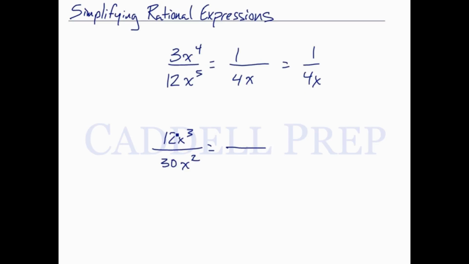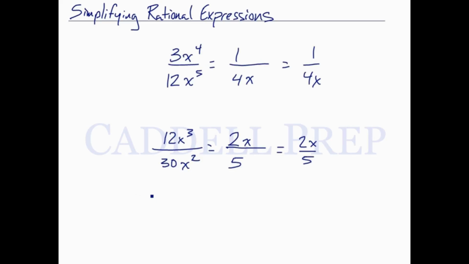Let's try this one. 12 over 30. So what number goes into both of these? Well, 6 does. 12 divided by 6 is 2. 30 divided by 6 is 5. Now here we have to reduce the exponents also. X cubed, x squared, we subtract, and we have 1. But we started off with more in the numerator, so this time the x remains in the numerator. So we have 2x over 5.